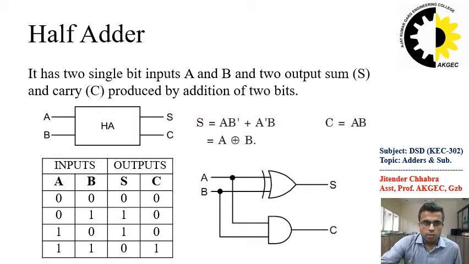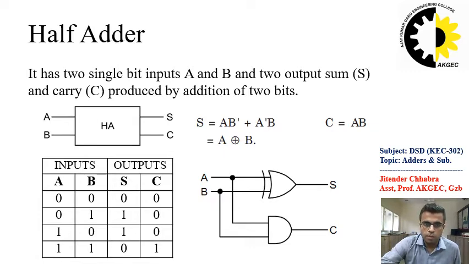So starting with the half adder, it is a combinational circuit. Every circuit which will be described in Unit 2 will be a combinational circuit, and this half adder is also a combinational circuit which has two inputs A and B, and two outputs, sum and carry. That means when these two bits A and B are added, these two being single bit numbers, sum and carry will be produced.